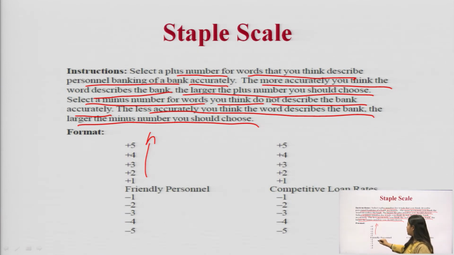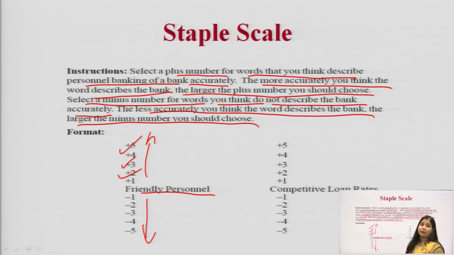Suppose the first question asks about a friendly person, meaning if you visit a bank, their staff is very friendly. If you think they are friendly, then you can select from the positive side, and if you think they are not friendly, then you choose the negative side. But how friendly are they? If somewhat more, you can choose this option, and if you think they are extremely friendly, then you will go for +5.